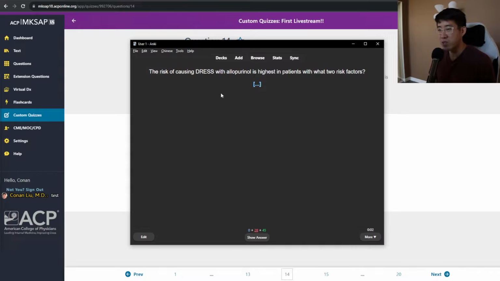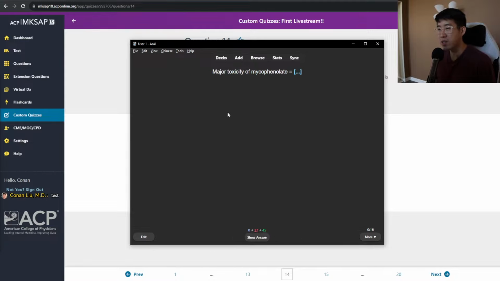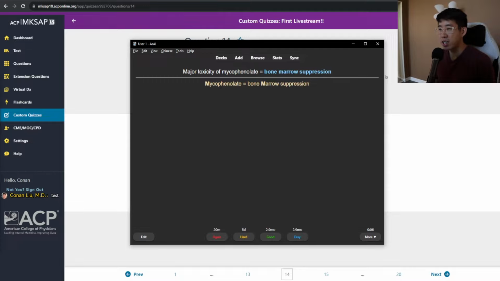The risk of causing DRESS with allopurinol is highest in patients with what two risk factors? That's going to be CKD and diuretic use. So definitely need to be cautious about using allopurinol in those patients. The major toxicity of mycophenolate is bone marrow suppression. So mycophenolate, bone marrow suppression.